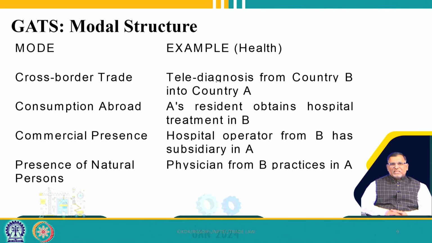Out of these 4 modes, cross border trade is most popular because there is no question of transfer of natural persons, only the transfer of trade. Then the second is the consumption abroad. In consumption abroad, residents go abroad for availing the services. For example, people who are coming to India for treatment, the students who go abroad for taking various courses. Then comes the third mode of supply, that is the commercial presence.